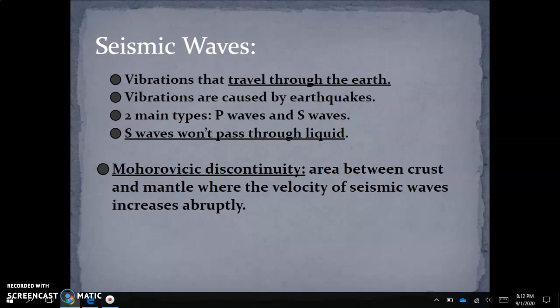And then there's something to be aware of called the Mohorovicic discontinuity. It's more likely referred to as the MOHO discontinuity or the MOHO boundary, because that's just a mouthful to say. This is the area between the crust and the mantle. In this area, the velocity of seismic waves increases abruptly, and we'll talk about that a little more when we get to earthquakes. But really what you need to know for the MOHO boundary is that it is the area between the crust and the mantle.